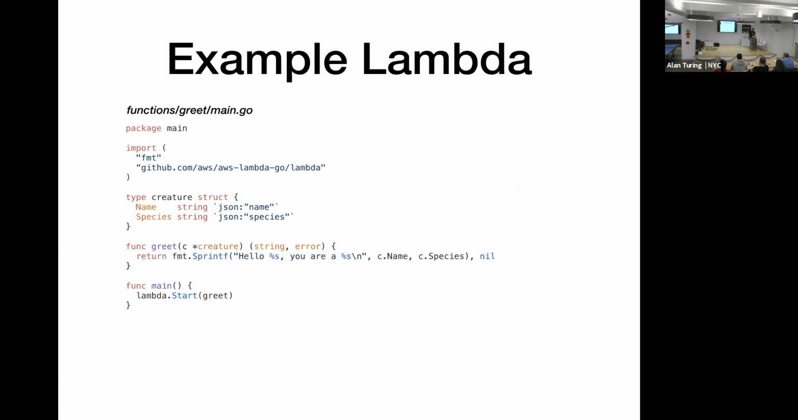In this example, our handler is pretty simple. It's just a greet function. It takes in a struct with a name and a species, and then returns back a string greeting for that.